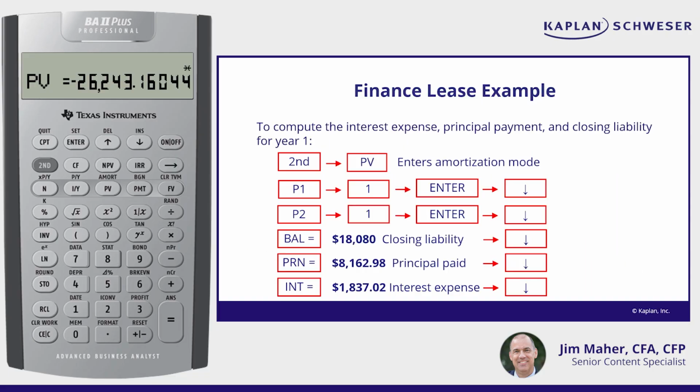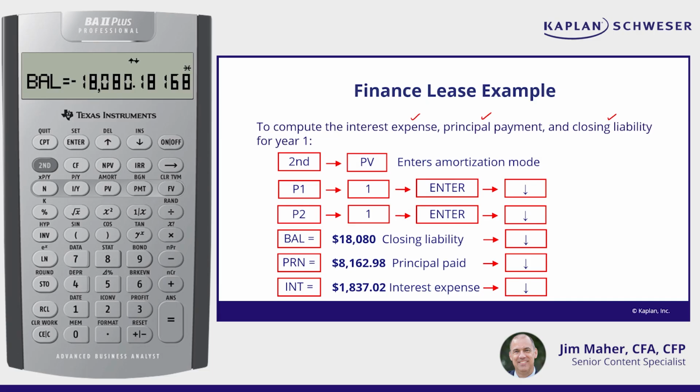So let's move on to our next screen. What we're going to do over here is compute the interest expense, principal payment, and closing liability for year number 1. To do this, we go back to our calculator, press second, and enter the amortization mode by pressing second and then the present value key. You can see P1 is already set to 1 here. We're going to press enter, and then we're going to do 1, and then scroll down. P2 is also 1, already set to that, so you can do that too. If it happened to be a different number there for any reason, I just went ahead and entered 1, and then we're going to scroll down again. And then you get to balance, and we see the balance is $18,080. That's our closing liability.